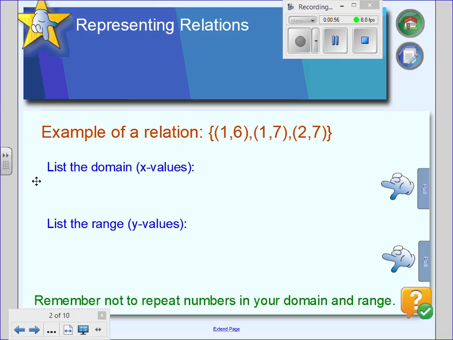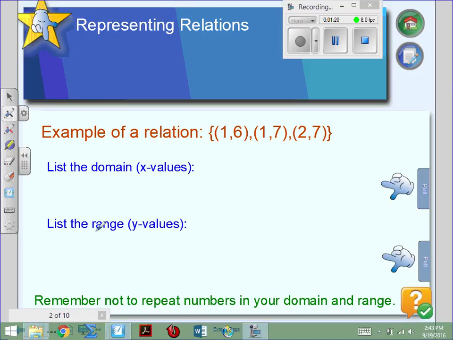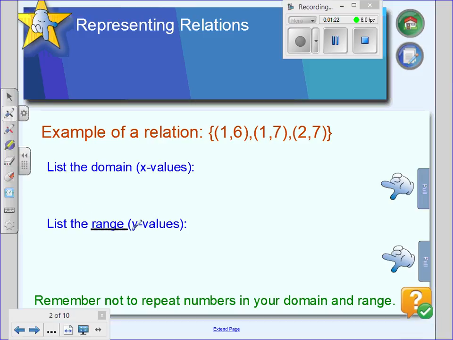Okay, we want to start by listing the domain. Remember that your domain is made up of your x values. I'll remember domain and x because if I were to draw a line or write the word domain and x on the same line, none of the letters would drop below the line. Whereas if I were to write the word range on a line, you can see that the G dips below and the Y dips below. It's a silly little way, but for me it works in remembering that range is my y values, domain is my x values.